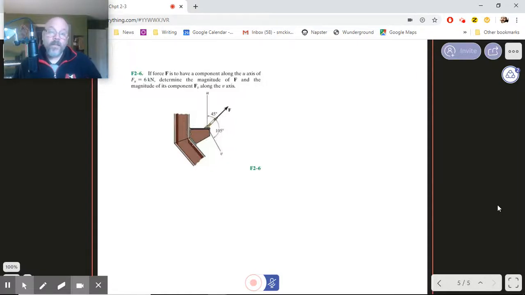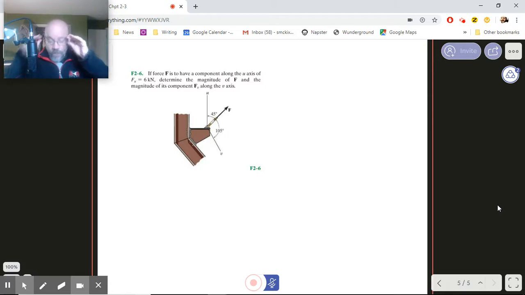Okay, here's our last one. We looked at two examples that were kind of like four words, A plus B, find C. And then we looked at two that were like, here's C, find A and B. So now this last one is kind of like a mixture, okay? Because we're going to be trying to find a resultant force. But in this case, we know the direction of the resultant force. We just don't know the magnitude of it.